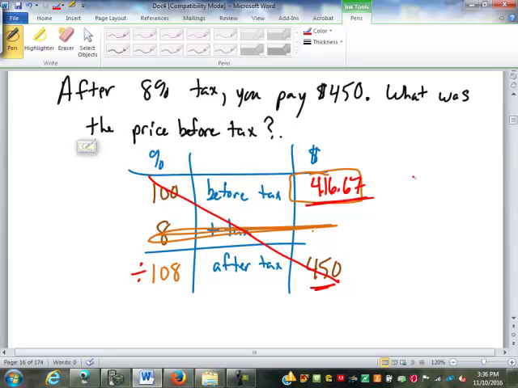The way most people approach that is they jump in and they find 8% of 450, which is $36, and they subtract it. The problem is the 8% does not apply to the 450. The 8% applies to whatever matches up with 100%. That's the 416.67.